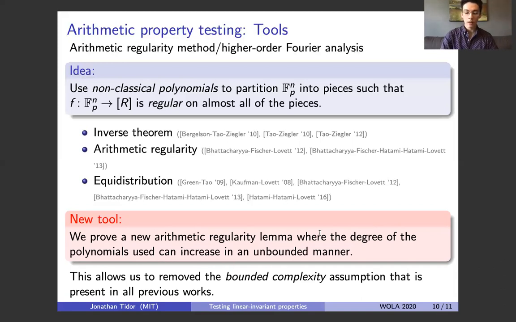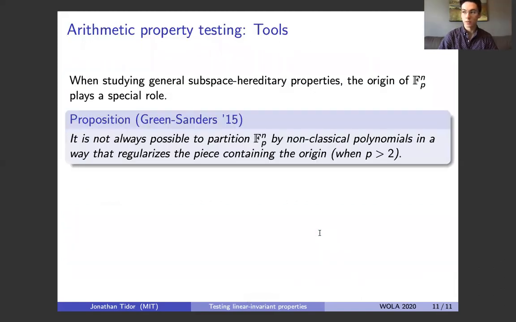So now let me tell you how we remove the translation invariant assumption. And this is a much more serious obstacle in previous works. So conceptually, when you're dealing with a general subspace hereditary property, the origin of F_p^n plays a special role. And actually, this is a major obstacle when you're doing higher order Fourier analysis. There's an example due to Green and Sanders, which shows there are certain functions on F_p^n that cannot be regularized by the higher order Fourier analysis method in the neighborhood of the origin.